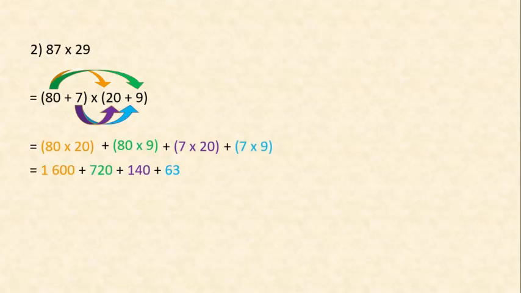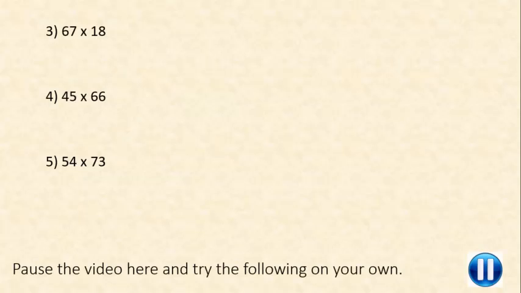80 times 20 is 1,600. 80 times 9 is 720. 7 times 20 equals 140. And 7 times 9 equals 63. Let's add them all together and get our final answer, 2,436. Try number 3, 4, and 5 on your own. Here are your answers.